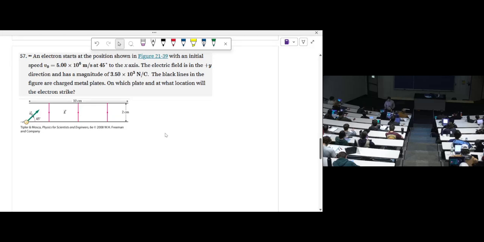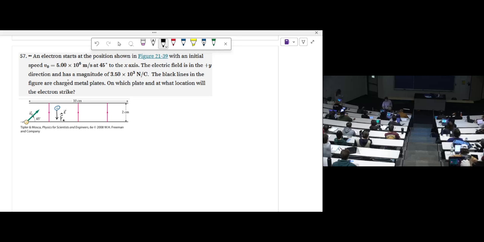An electron starts at the position shown with an initial speed v0 equals 6 times 10 to the 6 meters per second at 45 degrees with respect to the x-axis. The electric field is in the y-hat direction. And so if the electron eventually gets here, just drawing it where you can see it a little bit better, the force has to be in the opposite direction. So just like in our projectile motion problems back last semester, we've got a downward force, something being launched upward. So this is projectile motion.